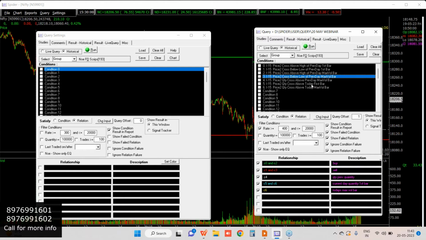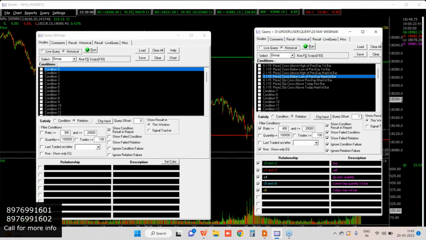We'll run this in live query, but we'll always keep our query offset as well. Because these are conditions based on cross, if you keep the query offset as 1, you'll always get the result after the closing has happened. That's exactly what we want. We don't want the live running candle, we want the result after the close.